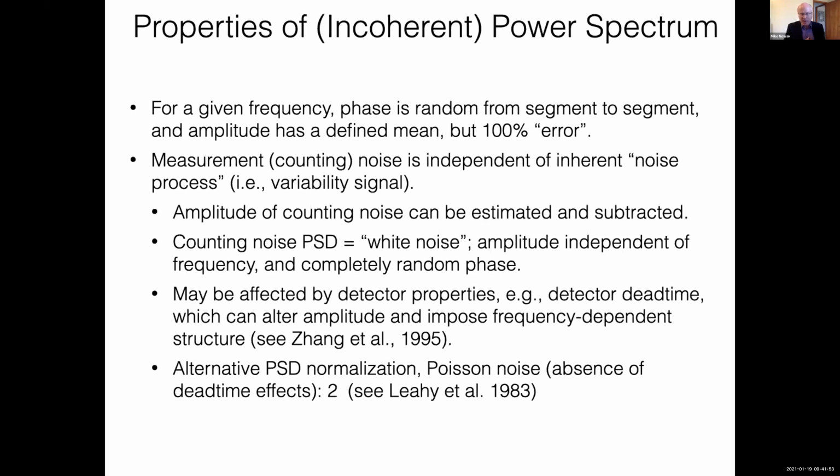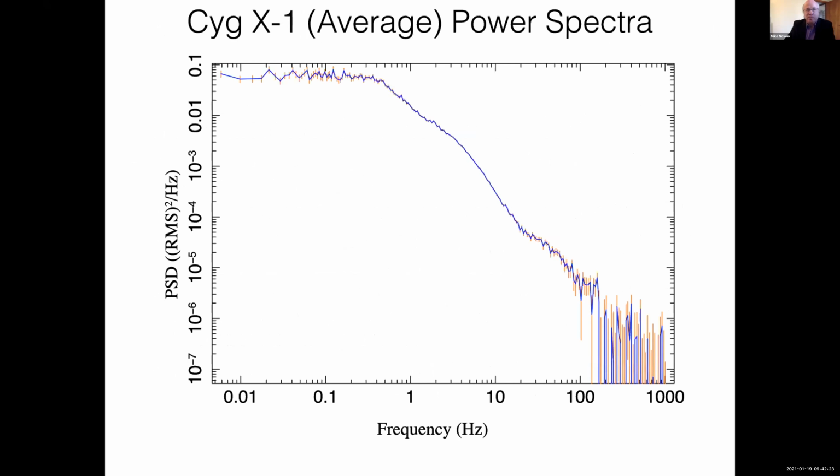There are some detector effects that can put some structure into the Poisson counting noise. And I've got some references there in the library, especially this very good reference by Will Zhang from 1995, but that can be modeled and taken out. Also, sometimes in the literature, you'll see these alternative power spectrum normalizations where the Poisson noise, instead of being normalized to 2 over the rate, will be normalized to the 2. Those are the two things that you'll see very often in the literature.